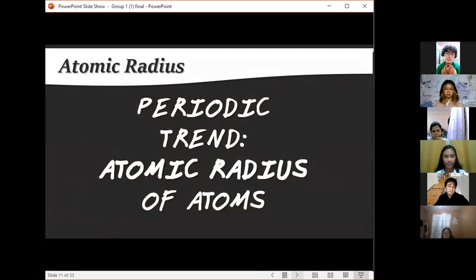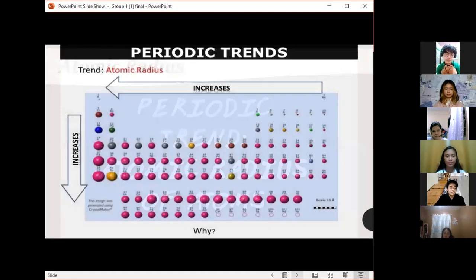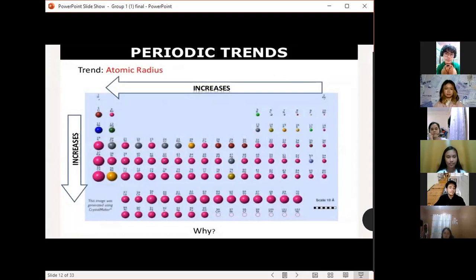The periodic trend of atoms regarding their atomic and ionic radius. So understanding the periodic trend of atomic and ionic radius of atoms is quite easy because they have the same trend. So let me first discuss the periodic trend of an atom with its atomic radius. So as you can see in the slide, the atomic radius of each element is increasing from right to left and increasing from top to bottom.